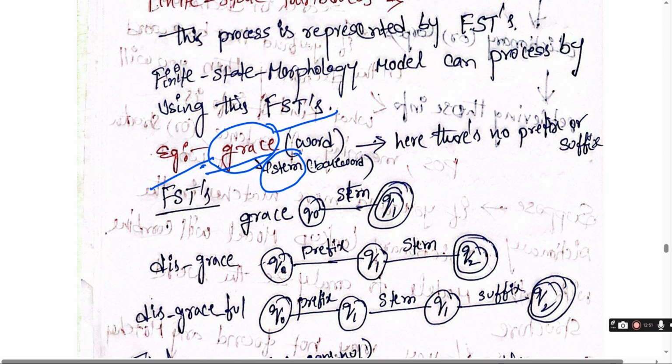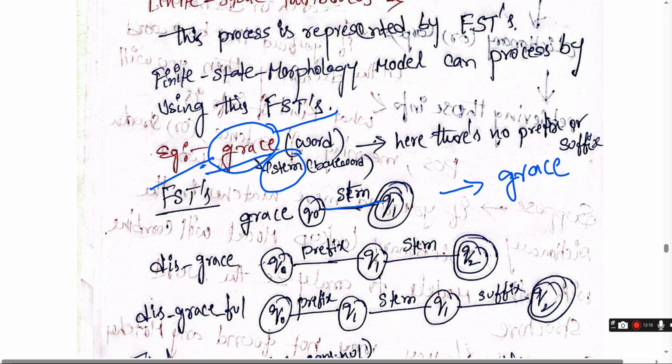Okay, by following the finite state automata theory, we have to draw the graph. So here, grace: Q0 is the starting input state, and the ending output state is Q1. So the stem word here is grace. The output for this picture is grace.